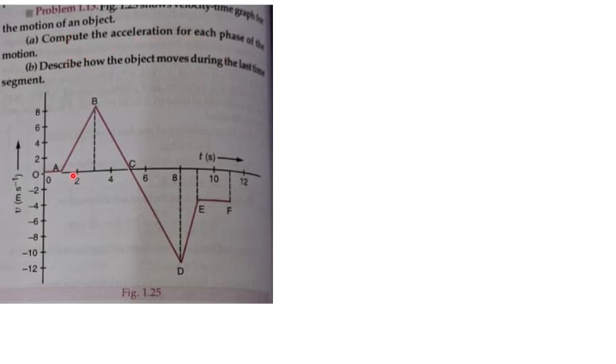Compute the acceleration from O to A. Can you tell me what happens from O to A? Let us consider each segment, OA. From O to A, the velocity is 0. Understood? Is it correct? Please respond. Natasha? Yes, sir.